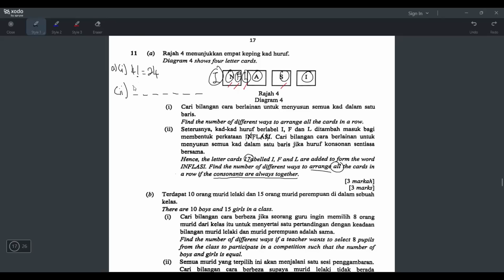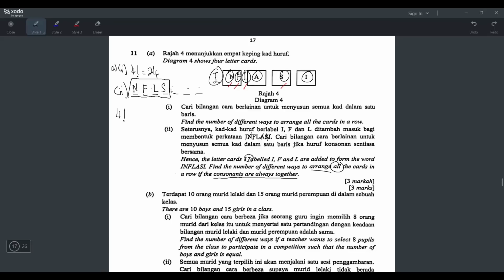N, F, L, S must be together like this, right? And we have to group them up, because they have to be together. So we group this as one, and then the remaining I, A, I will just be arranged in this, right? But when you calculate the number of ways to arrange this, you have to do 1, 2, 3, 4, 4 factorial. Because you count it as like one thing, right?